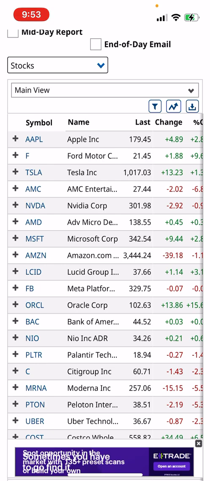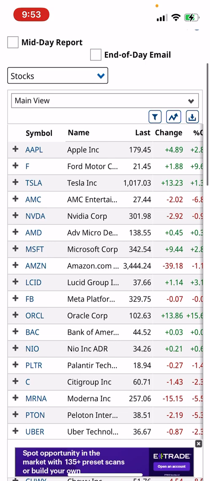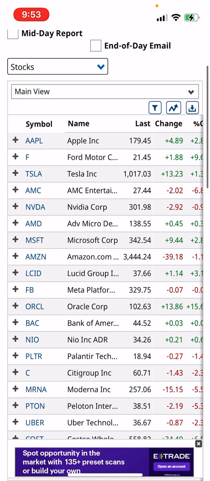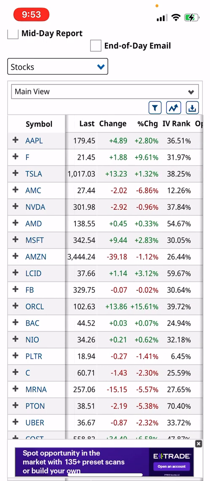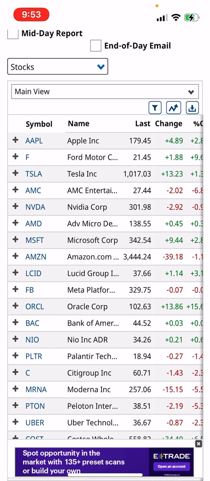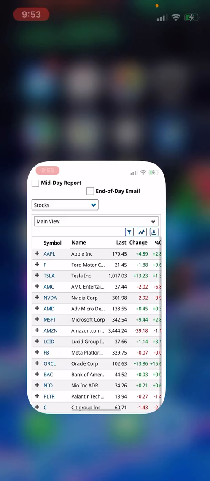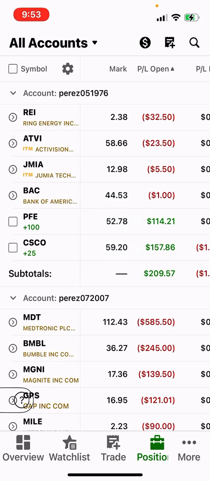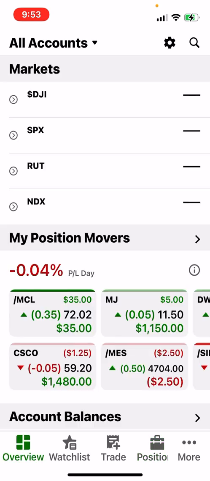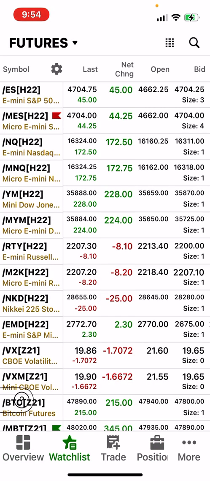Let's take, for example, Nvidia. Nvidia was the one, two, three, four, five, fifth most active option on the board on Friday. We're talking about a $301 stock here. So let's pull up the TD Ameritrade mobile app. Hopefully it works. Okay, it's working. Okay, so let's go to Nvidia.